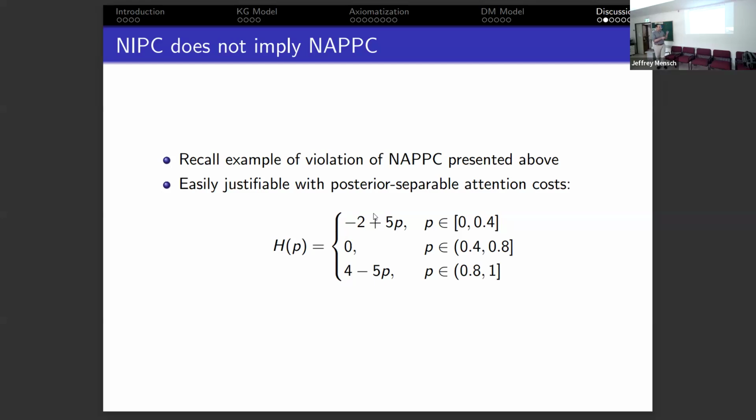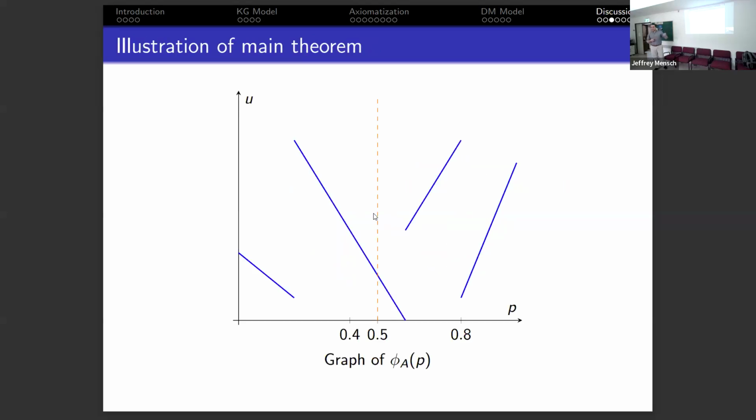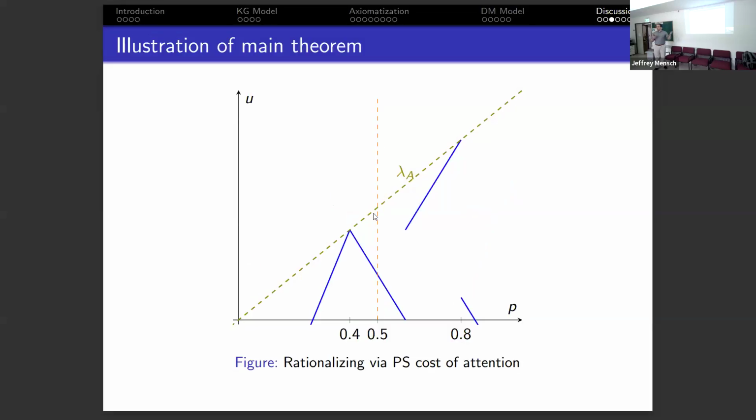So we can see, for instance, here would be a posterior separable cost function that would rationalize this. Again, the numbers are not particularly important. What matters is that you've got it very steep in the interval 0 to 0.4 and 0.8 to 1, so you don't want to go outside those intervals. So if we start with the indirect utility function and then combine that with the implicit cost from paying attention, this would be the net utility of the choice combined with the inattention, and then the lambda A quite clearly shows that actually the points 0.4 and 0.8 are the optimal ones. So we can rationalize the distribution that I had in the previous slides, where it violated no act preserving posterior cycles, by some posterior separable cost of attention.